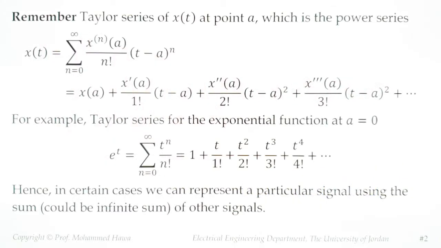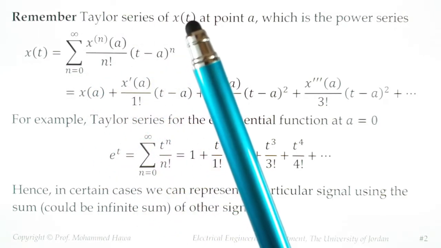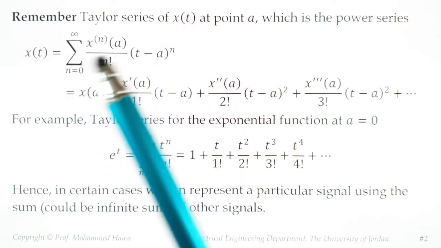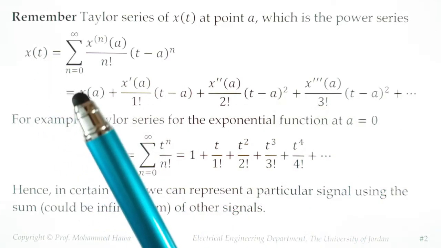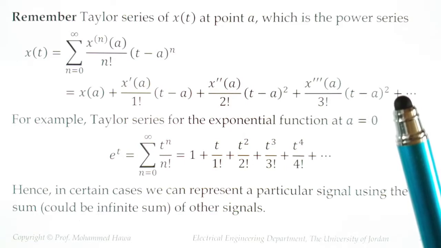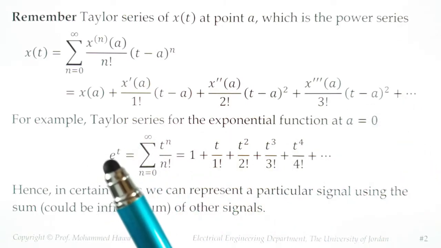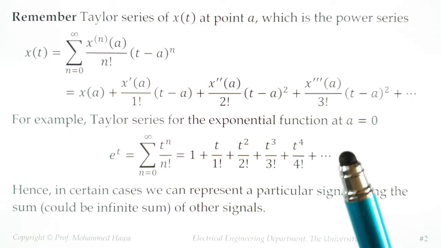Let me first remind you that in certain cases we'd like to represent a certain signal using the sum of other signals. A popular example is the Taylor series expansion of a signal x of t at a certain point, which you are probably familiar with. Notice that I could represent the signal x of t as a summation of multiple signals. One result of this Taylor series expansion that you've seen, when we talked about complex numbers, is the exponential function, and you can write the exponential function using this power series.